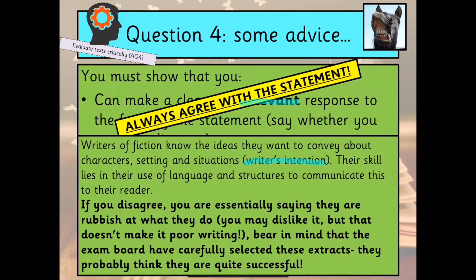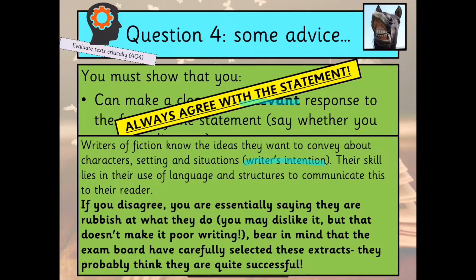I don't want to feel like I'm banging on about something that you already understand, and you may be sitting there going, yes, I get it, or all right, I'll agree, just move on. But I just want to let that sit there with you for a second, because I give this advice out every time I teach question 4, and every single time I go to mark a question 4, there are always 1 or 2 examples of students who think they know better, who think that they can disagree with the statement and be just as successful.